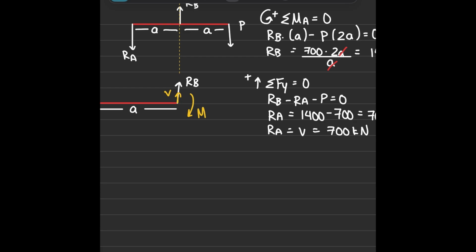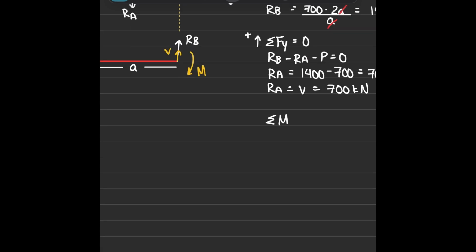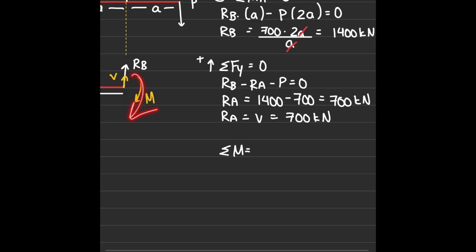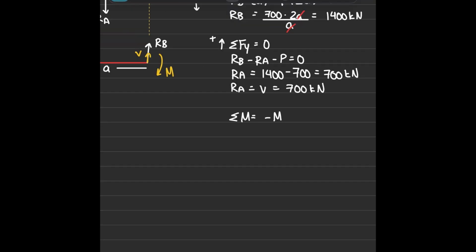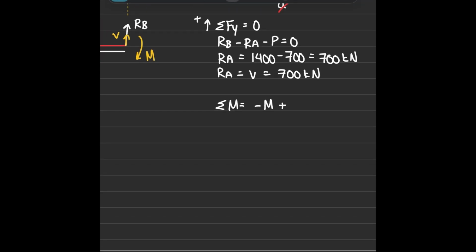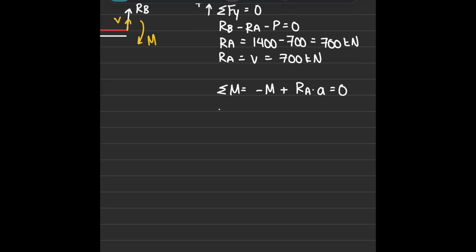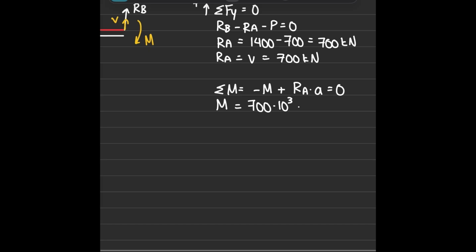So 700 kilonewtons. If we take the sum of moments, clockwise over here means negative M. And since reaction at A is anti-clockwise, that means that it's a positive moment. So reaction at A times A minus M equals 0. That means that our M equals 700 times 10 to the power of 3 times 2.5, which equals 1.75 times 10 to the power of 6 newton-meters.